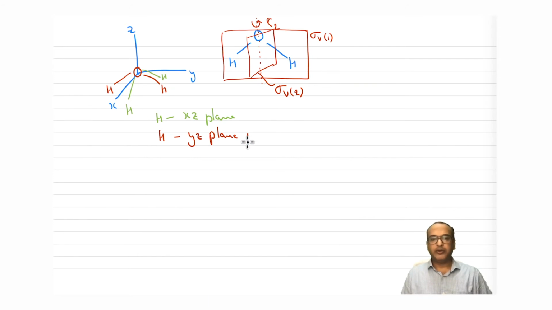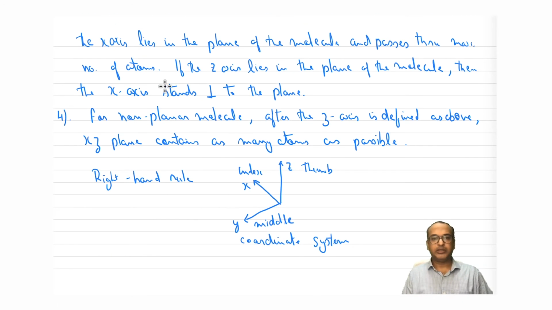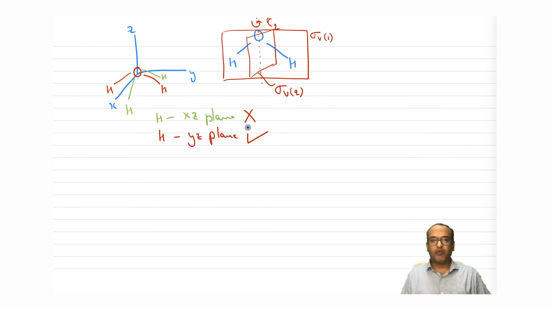Okay, so the red orientation is the correct one and the green one fails because of this point right over here: because the z-axis lies in the plane of the molecule, the x-axis stands perpendicular to the plane. Okay, so let's look at one more case, the other case which has confusion: C double bond C, the ethylene molecule.